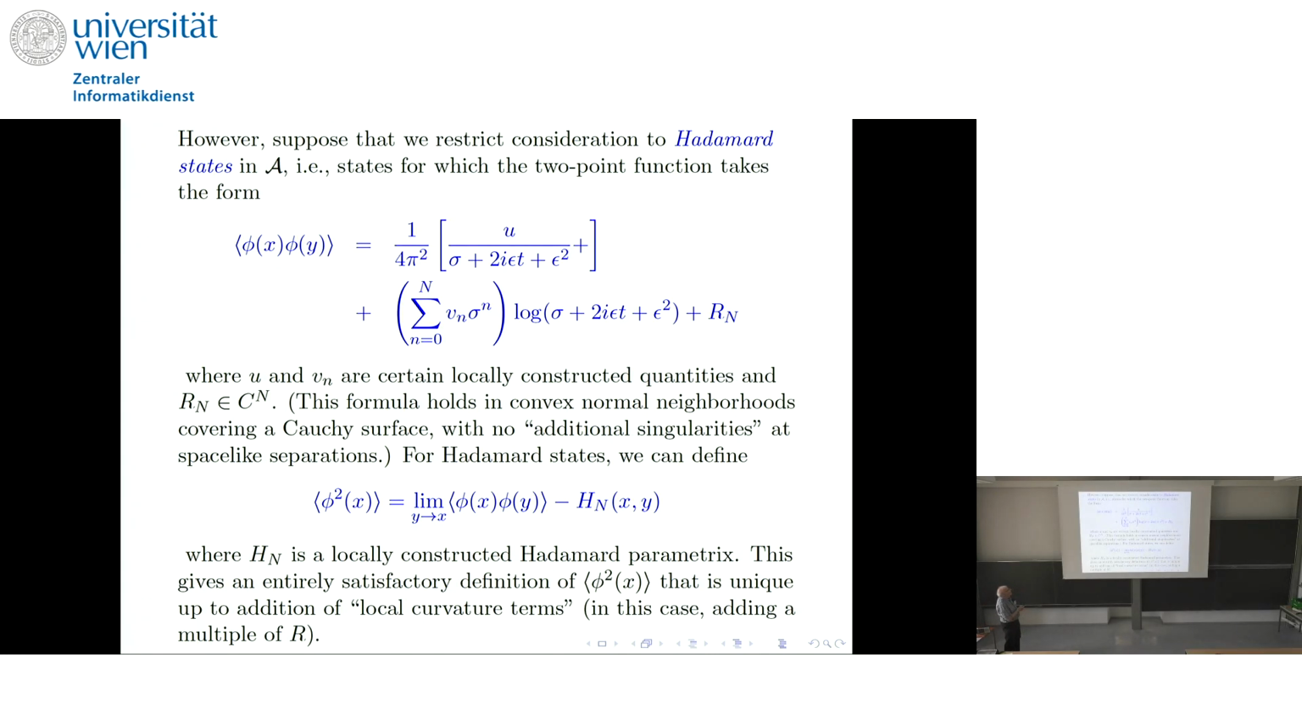So you might just try to define phi squared for what are referred to as Hadamard states. They're states where this two-point function, well, we're in curved space-time now, is as close to the behavior of the vacuum two-point function in Minkowski space-time as you can get.